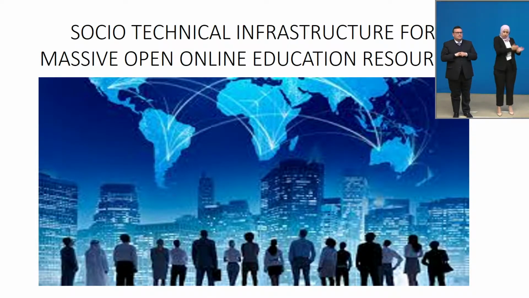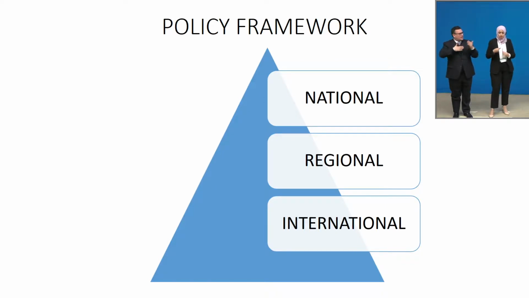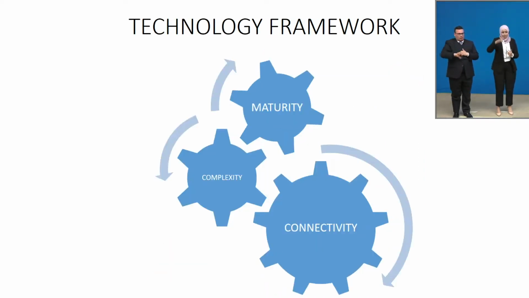Now I will start my talk by proposing a framework for socio-technical infrastructure for massive open online education resources, which consists of a policy framework, a technology framework, and an accessibility framework. The policy framework is set at 3 levels: the national, the regional, and the international levels. The technology framework has 3 main pillars: maturity, connectivity, and complexity.